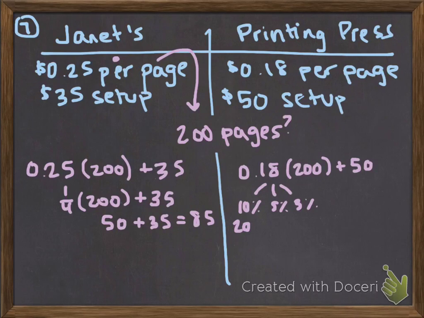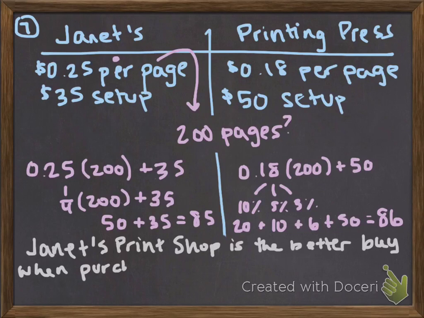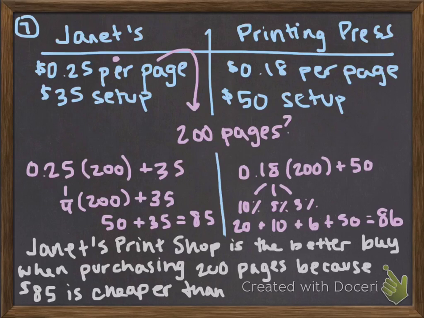So you get the 20 plus half of that is 10, and then if 1% of 200 is 2, and I have 3%, then I have 2 times 3, so that's 6. And I add that 50 on top of it, and I get a total of 86. So again, calculators weren't really necessary on this question if you've got that number sense down. You also needed to write a sentence. Janet's print shop is the better buy when purchasing 200 pages because $85 is cheaper than $86.